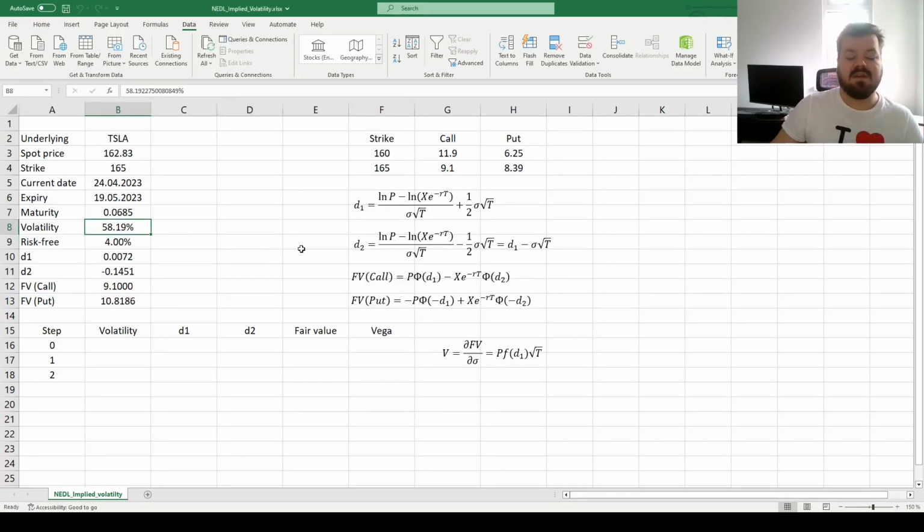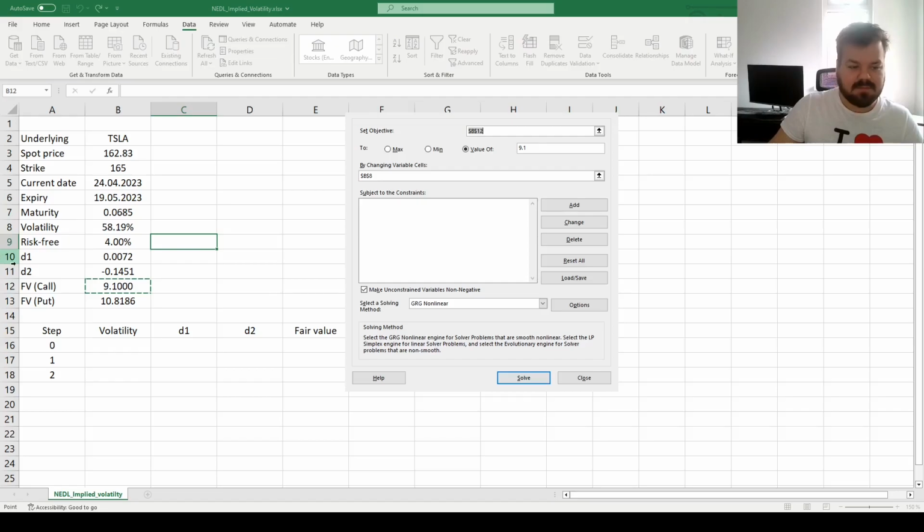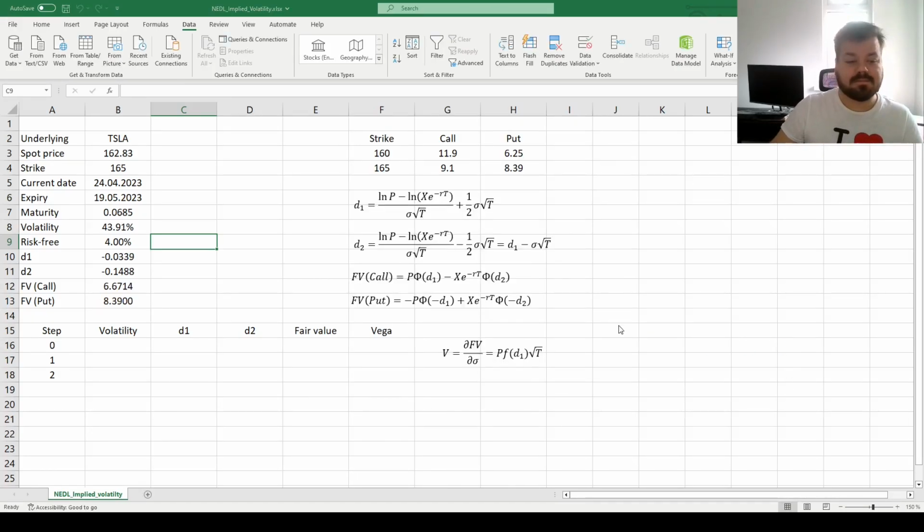This gives us a value of 58%, very close to 60% we had from the 160 call. And finally, if we want to evaluate it based on a 165 strike put, we can allow cell B13 to converge to the value of 8.39, which is the market price of the 165 put. Click solve and get a volatility figure of 44%. So we see that the range of implied volatility estimations for Tesla is quite wide.